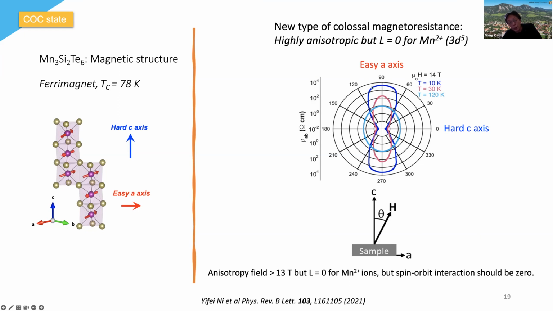So here this polar plot indicates very strongly anisotropic transport properties. Okay, so the anisotropy field is more than 13 Tesla. This is again very unusual, given L should be 0 for these manganese 2+ ions.